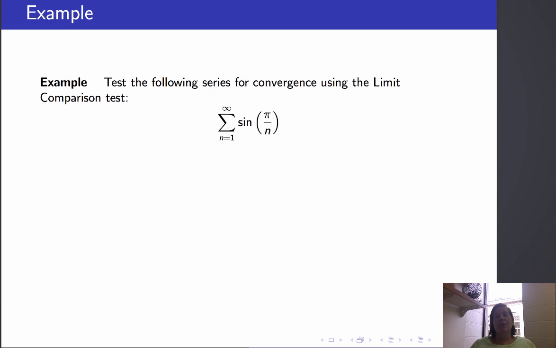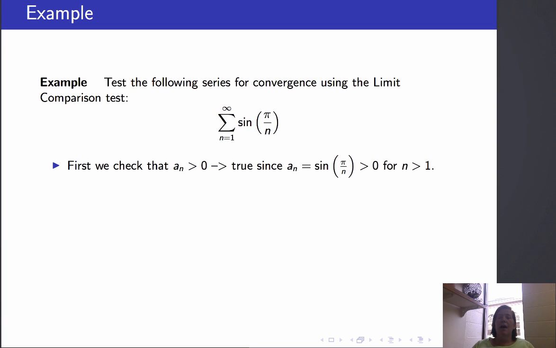Let's try a last example, which is certainly the most offbeat example we've looked at so far, the sum of sine of pi over n from 1 to infinity. Now for the first time we have to think a little bit about whether the terms of this series are positive, but for n bigger than 1, pi over n is some angle between 0 and pi, so sine of pi over n is going to be greater than 0.